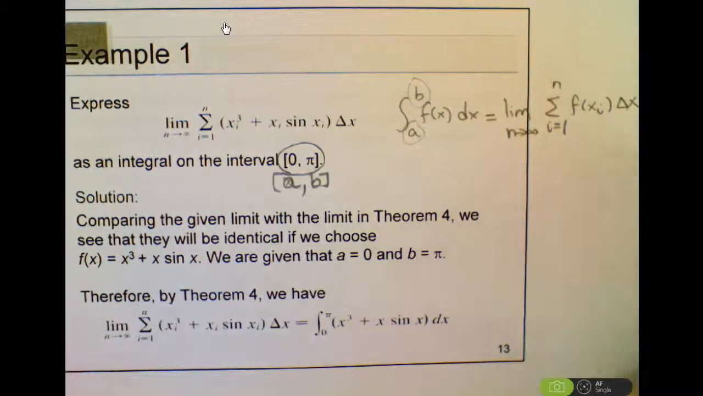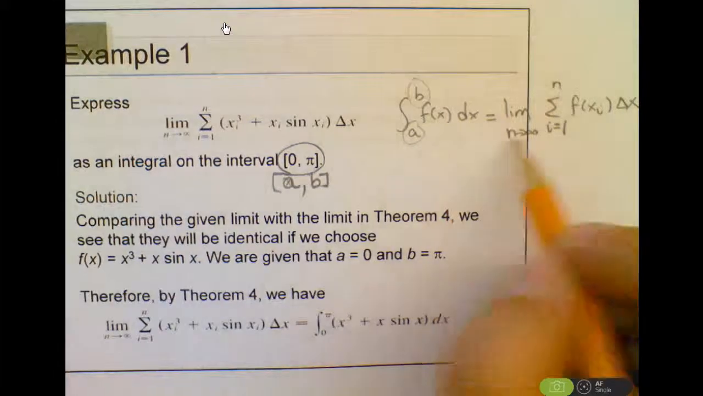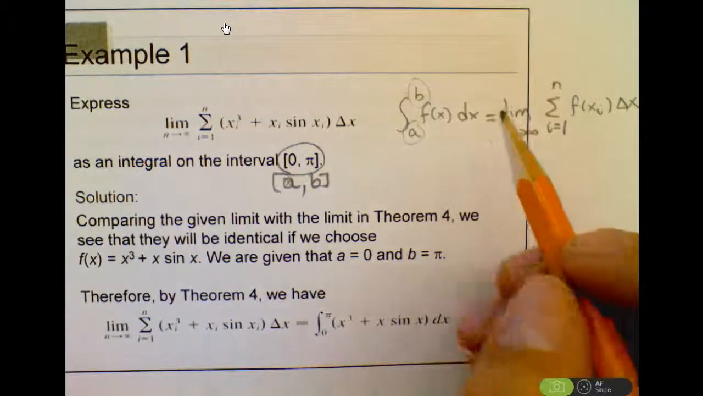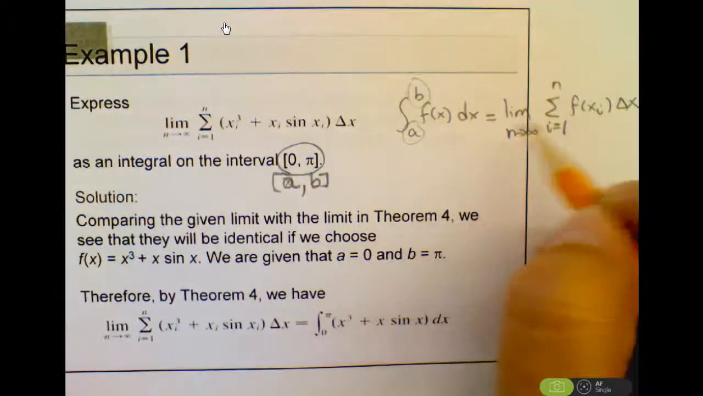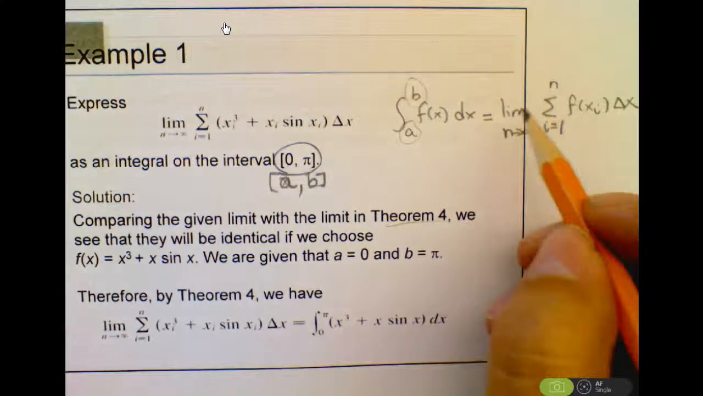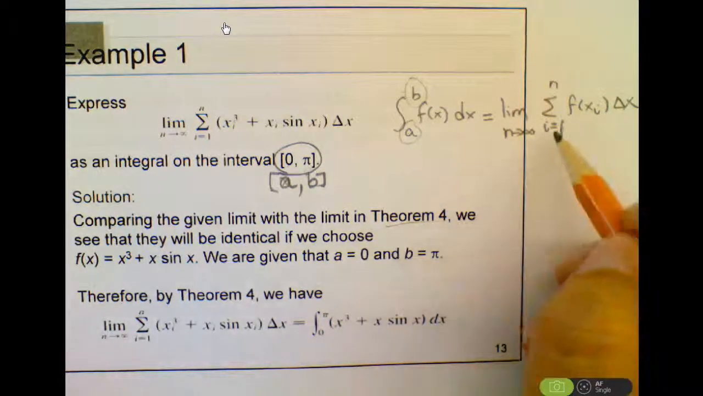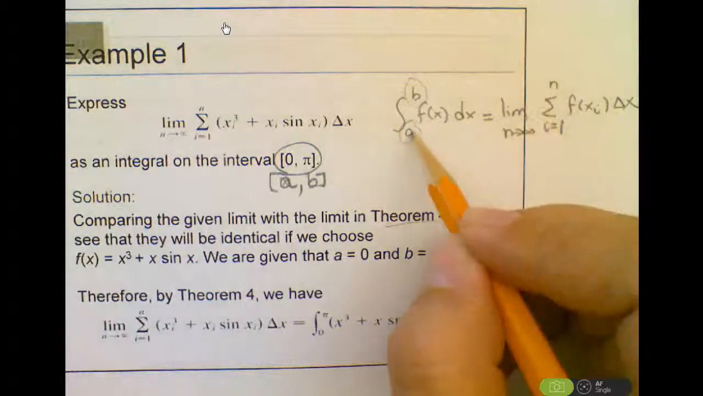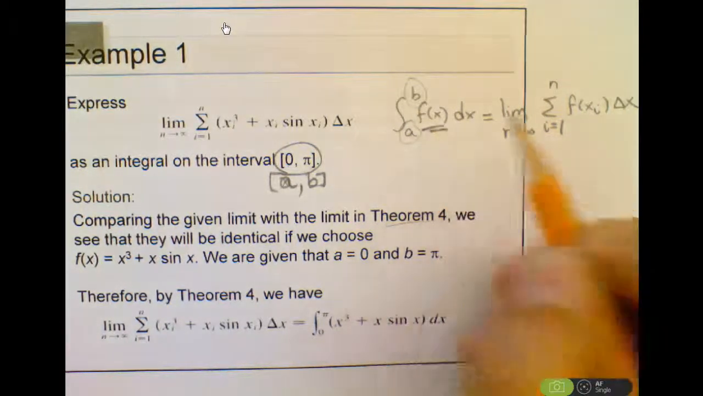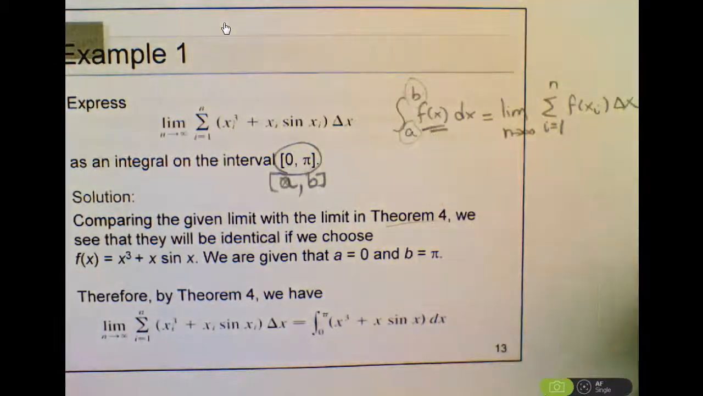So the other things that you have to compare, this is using the definition of the limit in theorem 4, or definition 2 that we were talking about earlier. Besides the limits of integration, you need to know what the integrand is, which is the function.